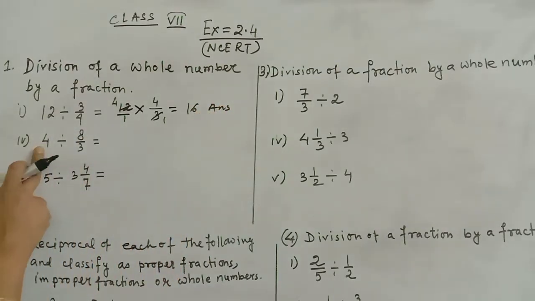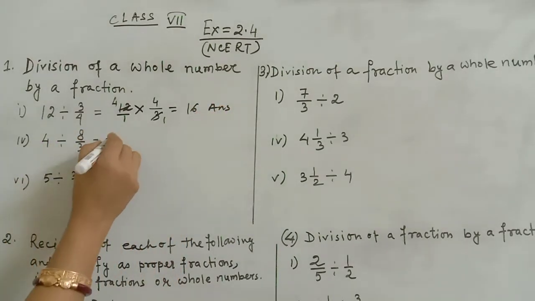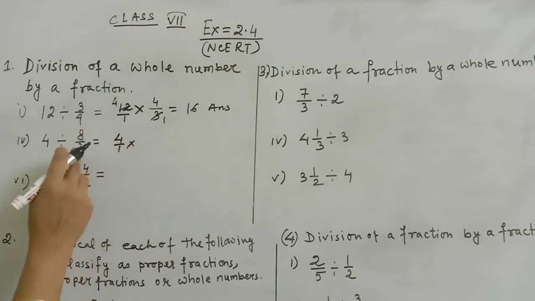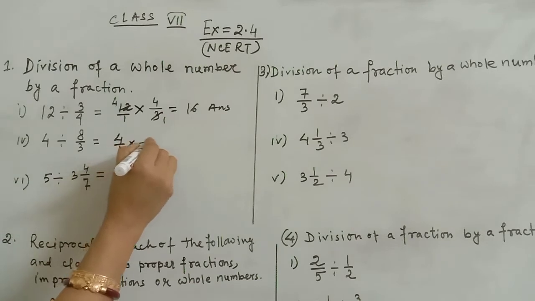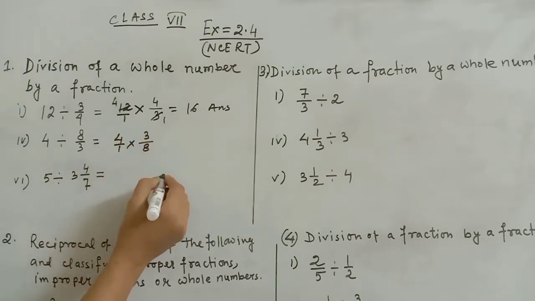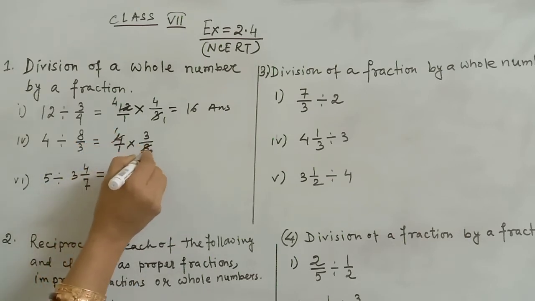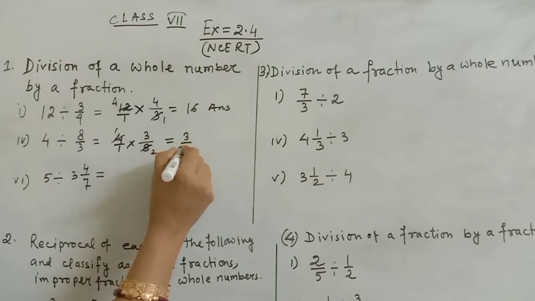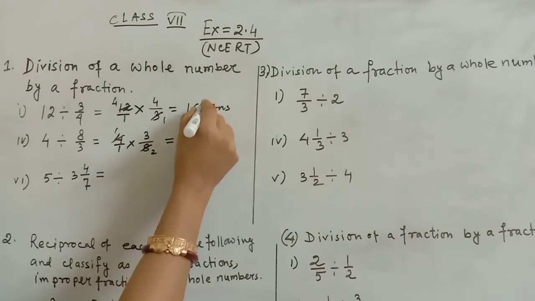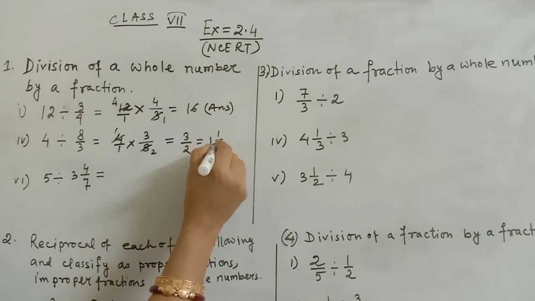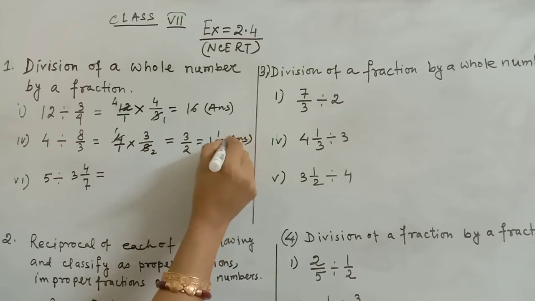Next one is 4 divided by 8 by 3. The same way, 4 by 1, you can write 4 by 1 into the reciprocal of 8 by 3, which will be 3 by 8. Is it possible to cancel? Yes. 4 1s are 4, 4 2s are 8. Now the new result is 3 by 2, and as it is an improper fraction, you can write 2 1s are 2, 1 by 2. In a mixed fraction also you can give the answer.